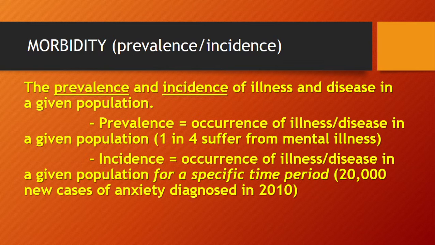Morbidity is divided into 2. So morbidity is the study of disability and illness. However, that is divided into prevalence, so it's the occurrence of the disease in a given population, whereas incidence is the occurrence of the disease in a given population for a specific time period. So with incidence, we're looking at, from 2012 to 2018, this many people suffered cardiovascular disease, whereas prevalence is just, 25% of males suffer from cardiovascular disease. It doesn't actually give a specific time period. Right, so incidence is over time, prevalence is just the occurrence in a population.